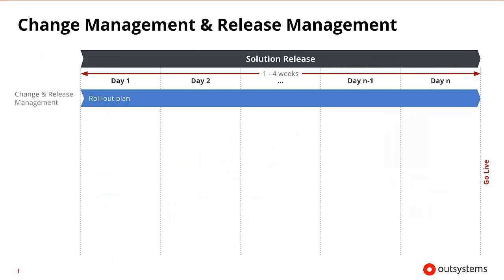So the first track that we wish to talk about is change management and release management. The duration of the overall solution release stage may vary depending on the overall length of the project and the iteration development stage. The rule of thumb is that we usually have 1 week of solution release for every 5 weeks of iteration development. So here we can see there's some general feeling of 1 to 4 weeks. Now, the main thing in change and release management will be the rollout plan.